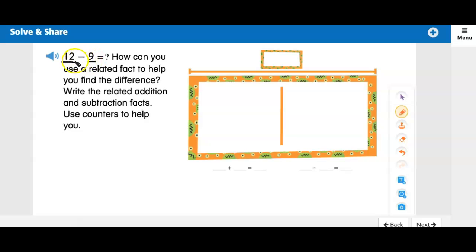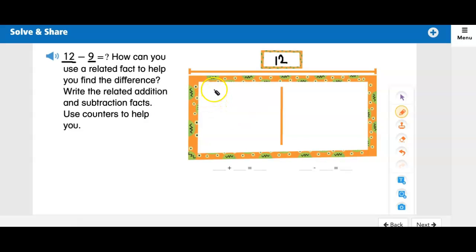Our whole would be 12 because we are subtracting and taking away from the whole. So on your solve and share, we are going to write 12 in our whole of our whole chart. Now if 12 is our whole and we know that there are 2 parts, we have the number 9. So that means that the number 9 is going to be one of our parts. So if you're using counters, you can put 9 counters in this box here, but if you do not, I can show you how to do it.